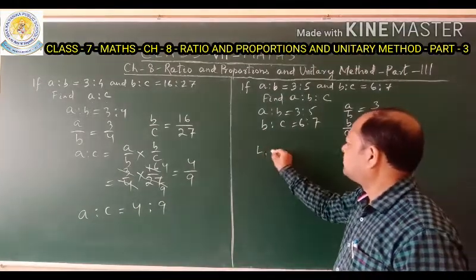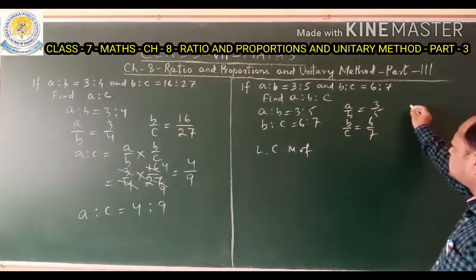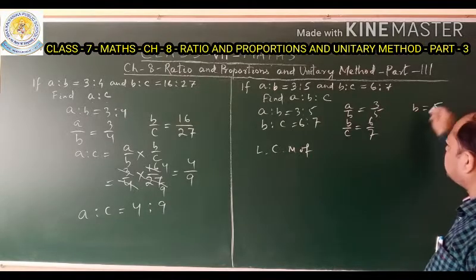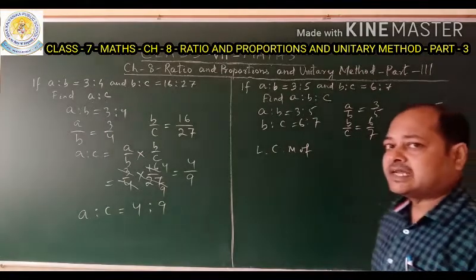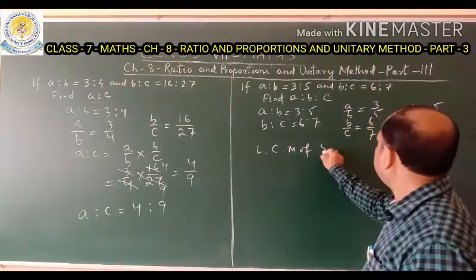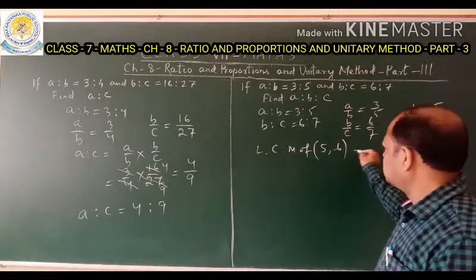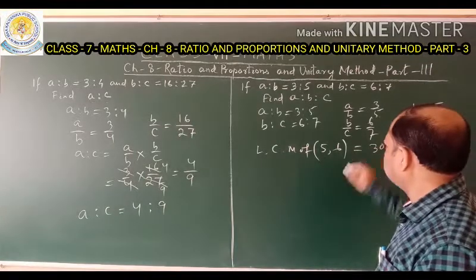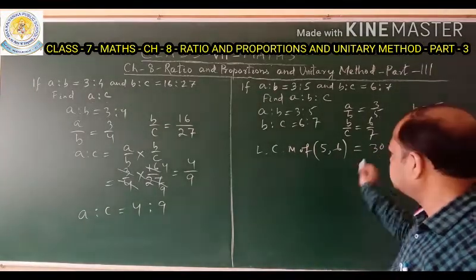So the B value is 5 here, and here the B value is 6. So we will take the LCM of 5 and 6. What is the LCM of 5 and 6? 5 is a prime number. So 5 6s are 30. So we are getting the LCM of 5 and 6, that is 30.